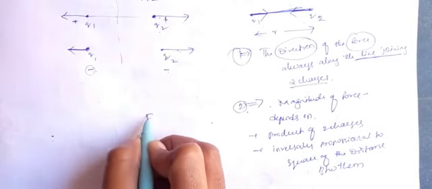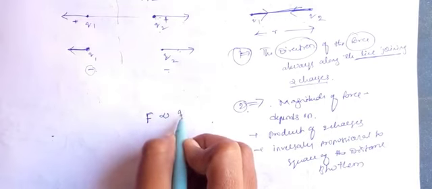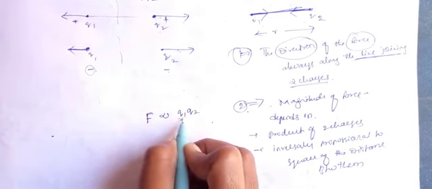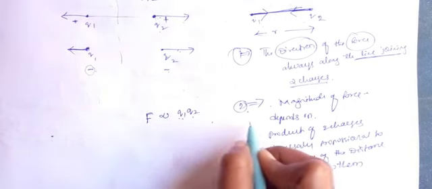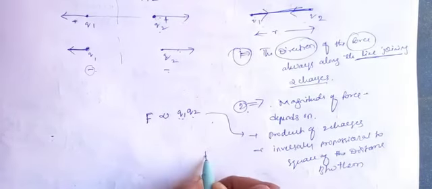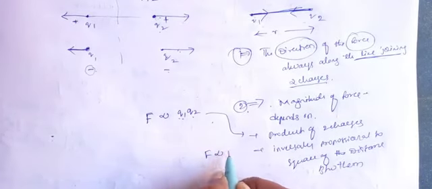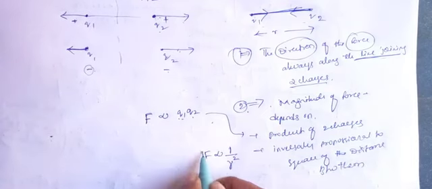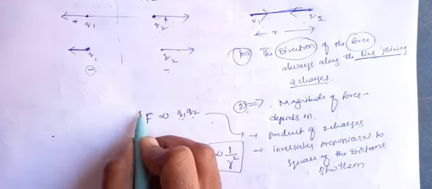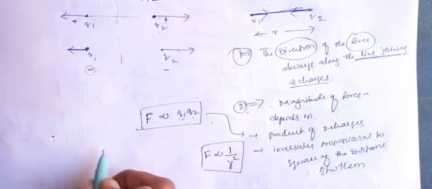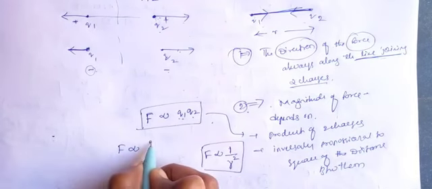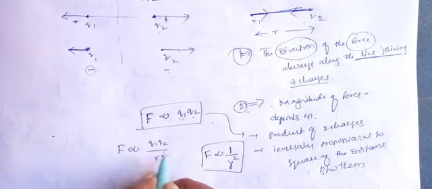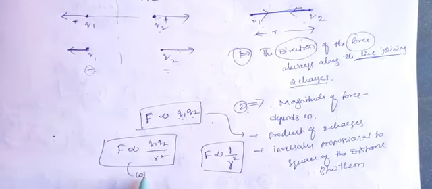So the force is proportional to the product of the two charges, that is this one. And the force is inversely proportional to the square of the distance, so 1 by r square. Okay, so from these two we can write that the force is proportional to q1 q2 by r square. So this is Coulomb's law.